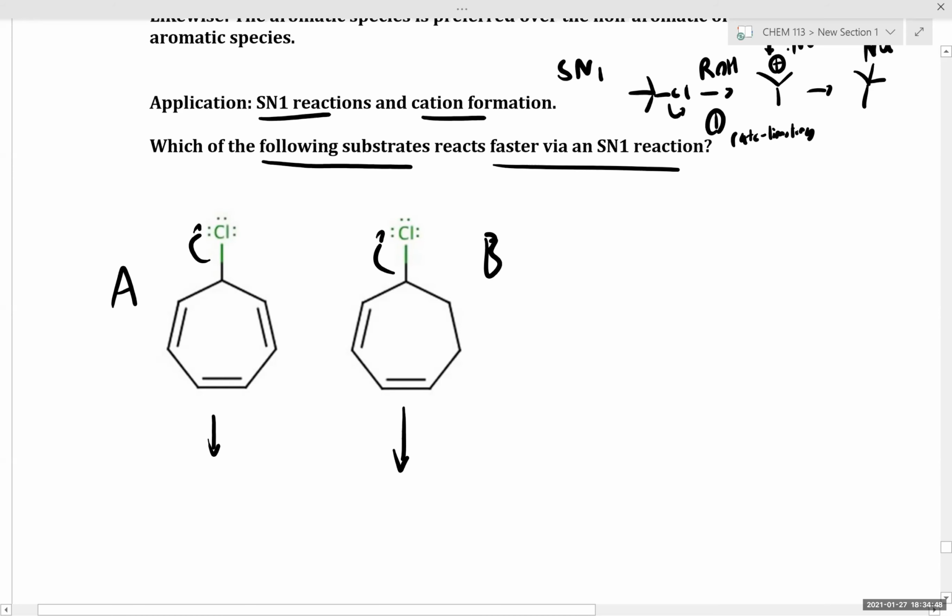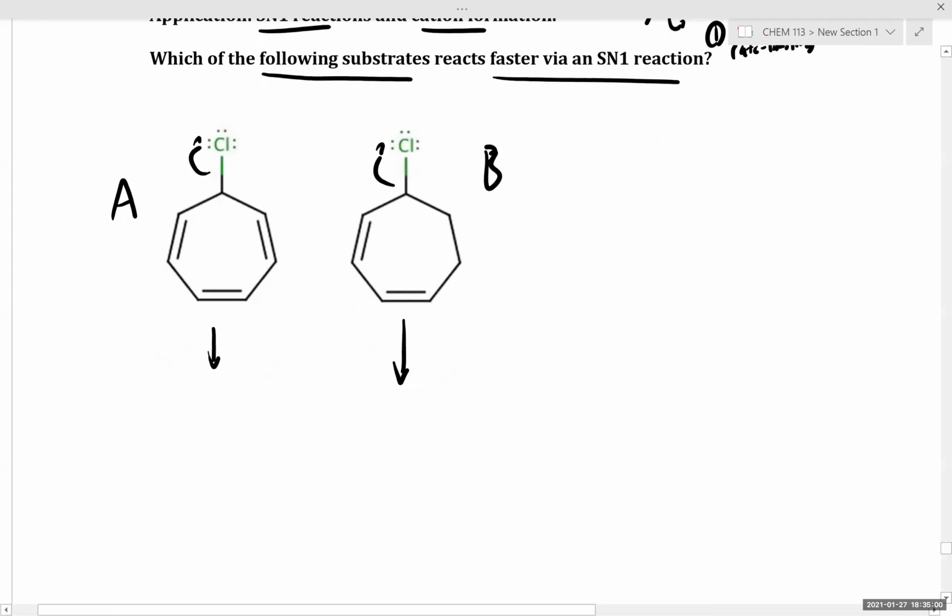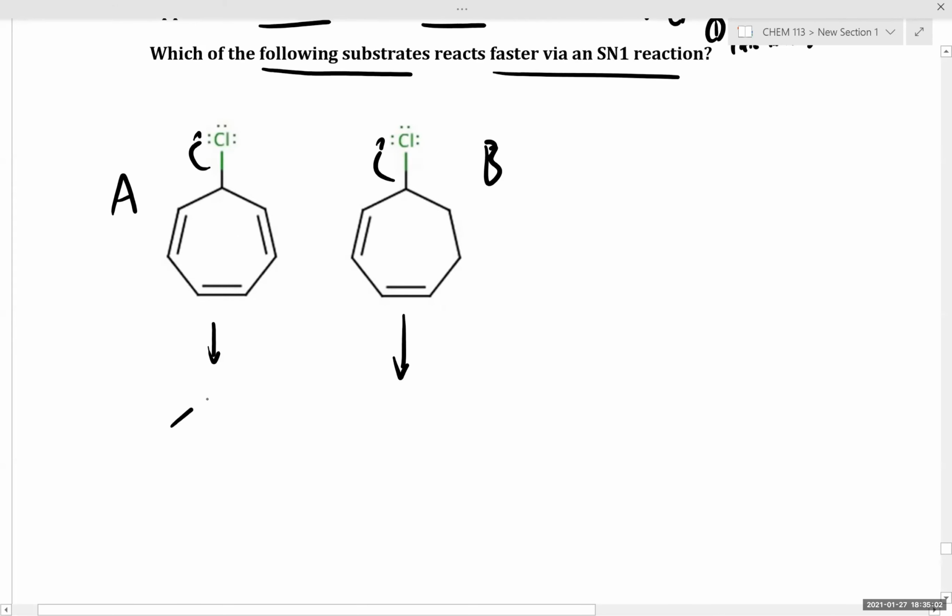Which structure will make the more stable carbocation when chloride leaves? What do we think, A or B? Would it be A? Would you be able to offer an explanation why?